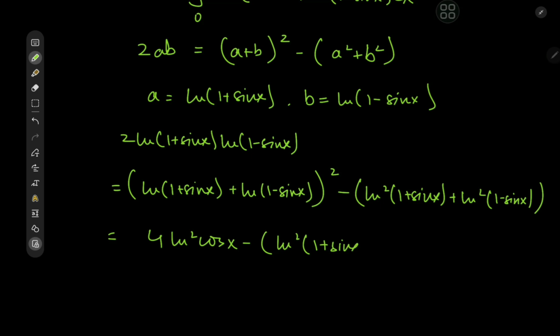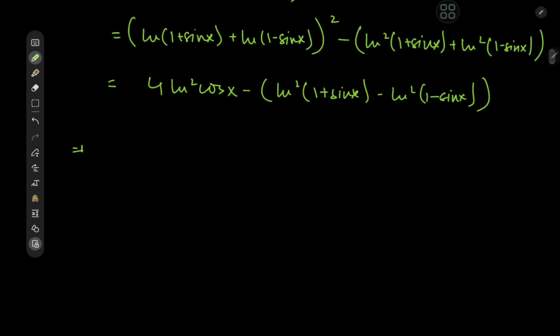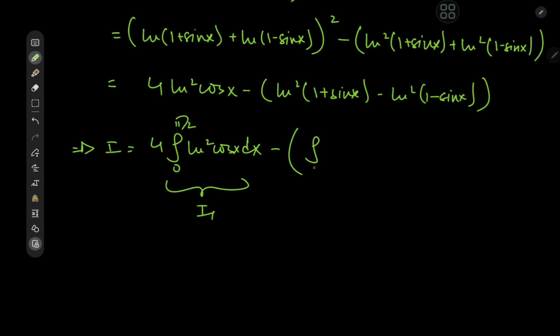And this implies that the target integral I is actually equal to, well, we need 3 different integrals to solve it. We need 4 times the integral from 0 to pi by 2 of log square cosine x dx, which I shall call I sub 1, and minus the integral from 0 to pi by 2 of log square (1 plus sine x) plus log square (1 minus sine x).